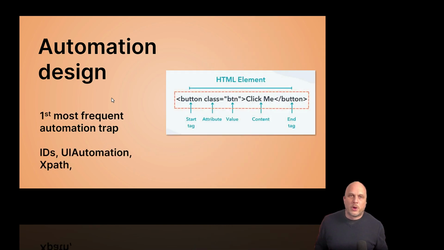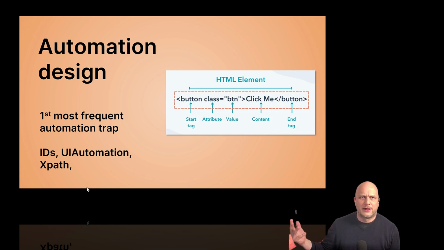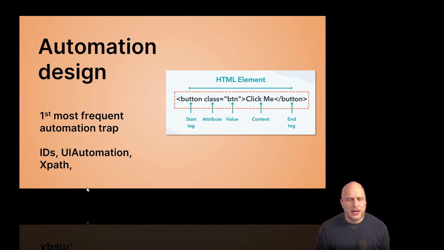And the number one most frequent automation trap is actually using IDs, UI automation IDs, or XPaths to identify an element. I showed you this, and most of the time it's web testing that comes with that stuff, but it's also Windows native applications where UI automation is used, or some kind of fancy set of properties that identify a control uniquely, which is not true, and we all know it.